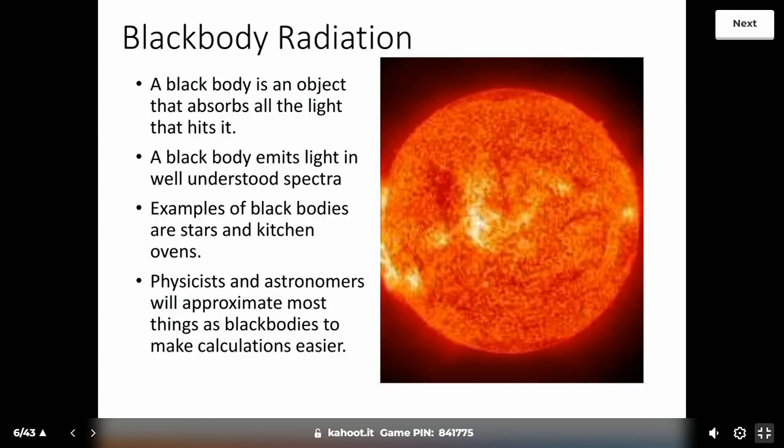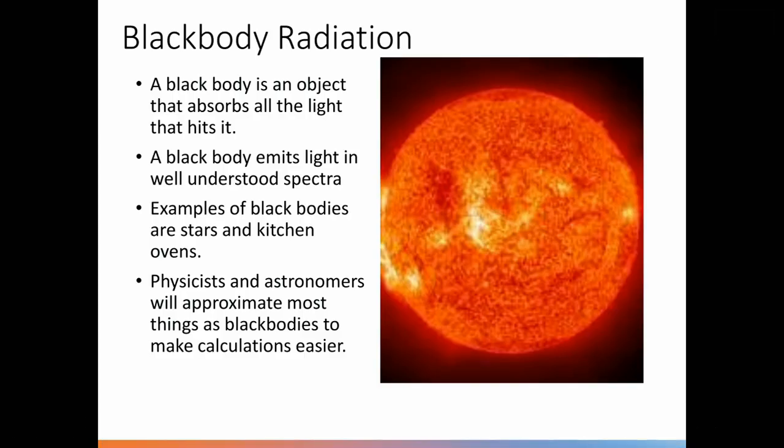So I said those curves on the previous slide were black body curves. So what is a black body? A black body is an object where all the light that is incident on that object is absorbed, and then it will emit its own radiation.